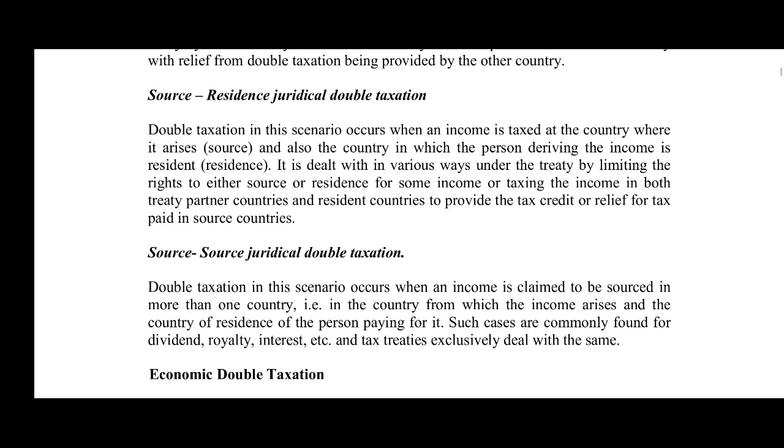Now, the next is source residence juridical double taxation. Double taxation in this scenario usually occurs when an income is taxed in the country where it arises, that is the source state, and also in the country in which the person deriving the income is resident, that is the resident state. It is dealt with in various ways under the treaty by limiting the rights to either source or resident for some income, or taxing the income in both treaty partner countries and requiring the resident country to provide a tax credit or relief for tax paid in the source country.